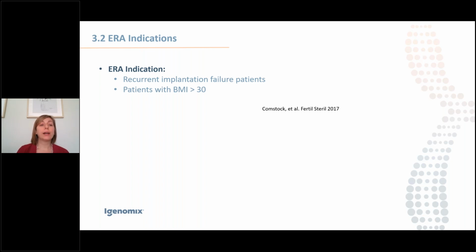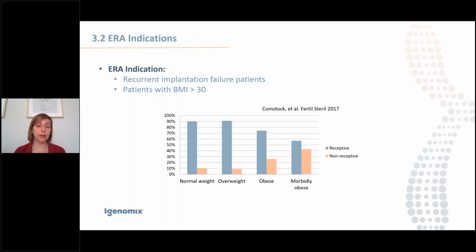Also, we recommend to do ERA in patients with BMI higher than 30. This is because in a study published in 2017, and then in a second study published just last year, we have seen that those patients with high BMI, more than 30, have a higher rate of non-receptive result in their first ERA. This means the patient with BMI over 30 has a higher risk of having a displaced window of implantation. For that reason, it is very important that if we have a patient that has a BMI higher than 30 and she is going to lose some weight prior to the transfer, then the ERA should be done after losing weight, because otherwise we could be affecting the reproducibility of the result.